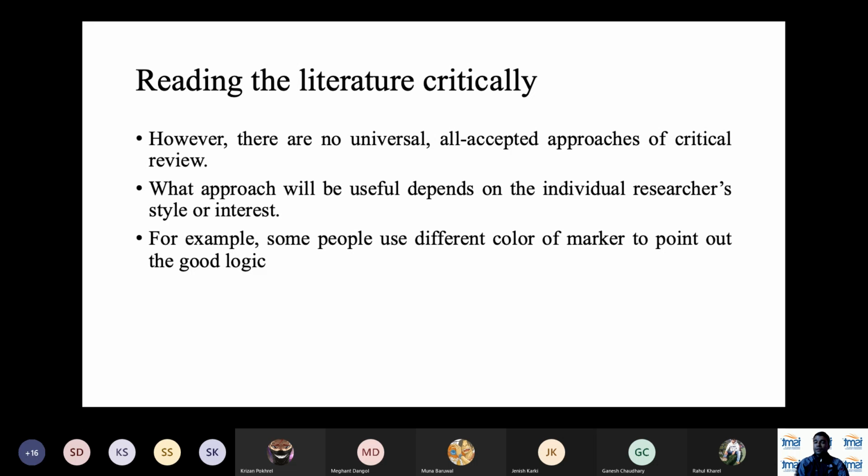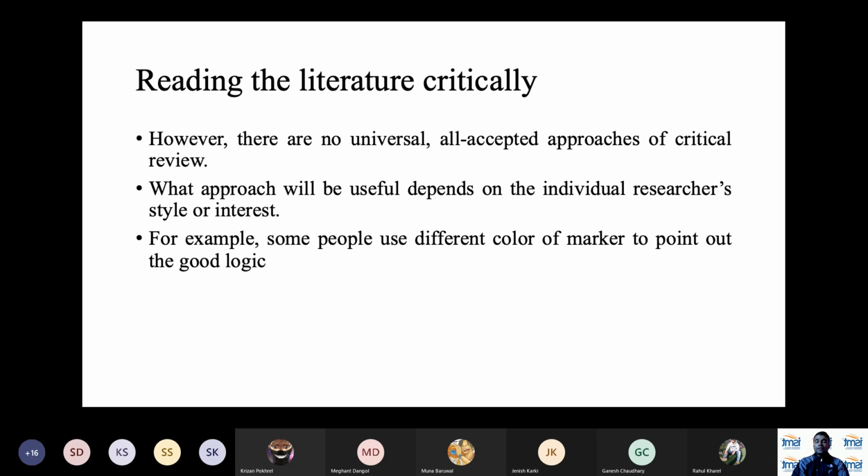What approach will be useful depends on the individual researcher's style or interest. That is fully dependent on researcher style and interest. For example, people use different colors of marker to point out the good logic. That is just an example. While reviewing or reading the literature, some might note the content in a notebook, some might color the content on the literature or something like that. They can use any method while reading the literature critically, based on their style or interest.